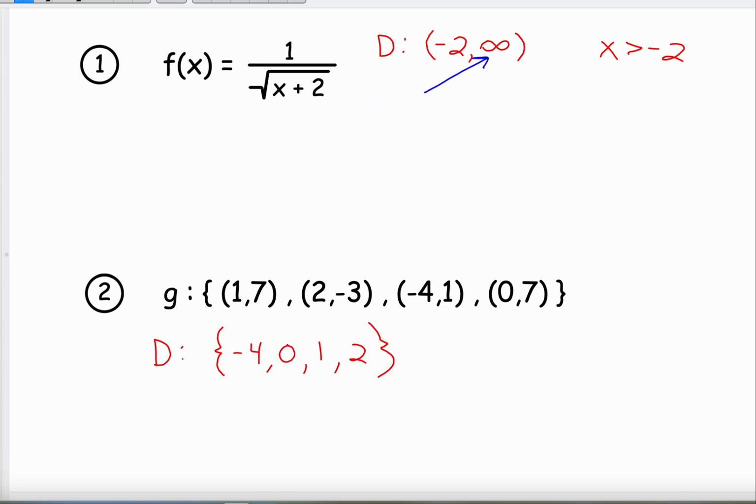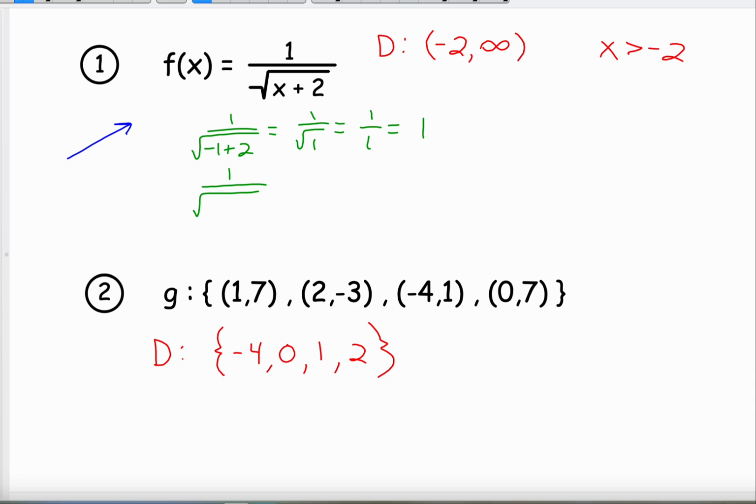But the bigger I plug in the numbers, the closer I get to 0. Now, what happens as I start moving the other way. What if I plugged in, let's say -1. I get 1 divided by the square root of -1 plus 2, which is 1 divided by the square root of 1, which is 1. And 1 over 1 is 1. Okay, so remember I was getting really small numbers. Now I'm getting 1. What if I plugged in a number even closer to -2? How about I plugged in -1.9? Well, what's going to happen there? Then we're going to get 1 divided by the square root of 0.1.